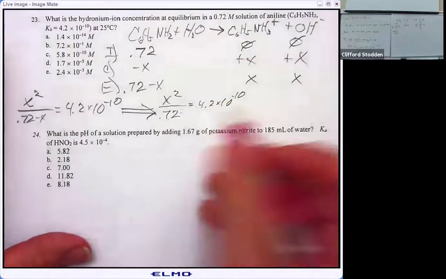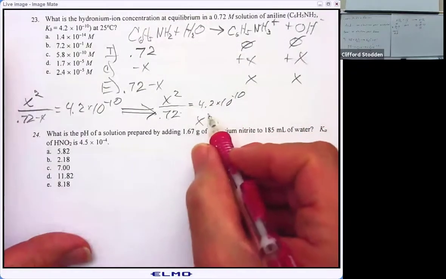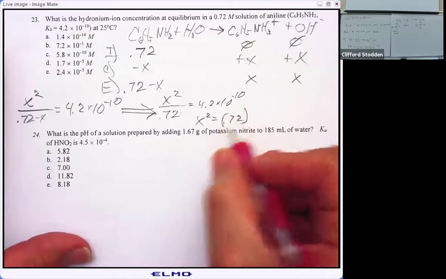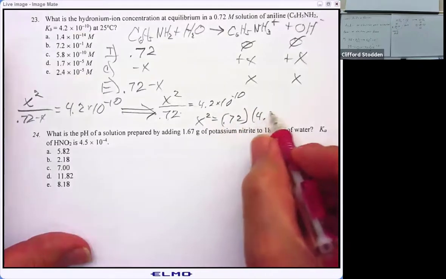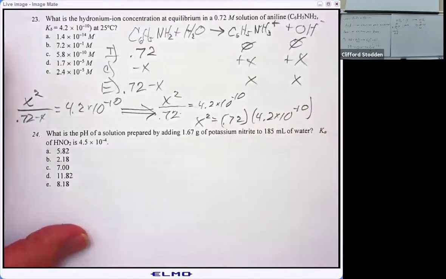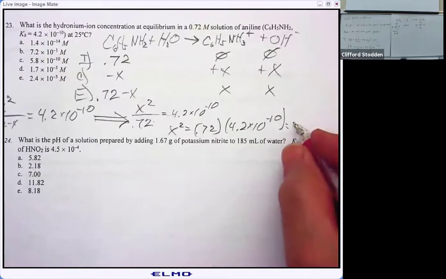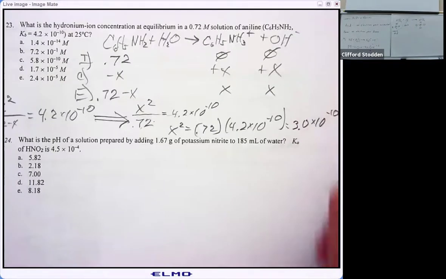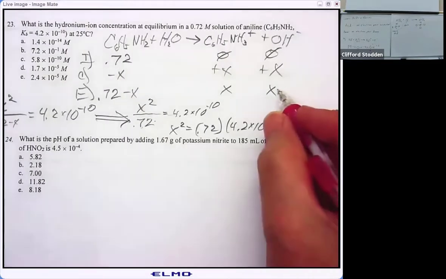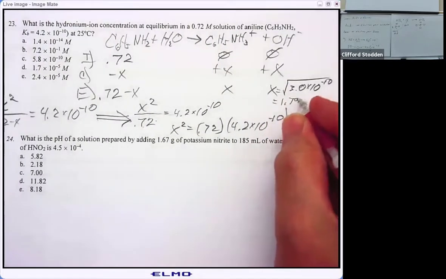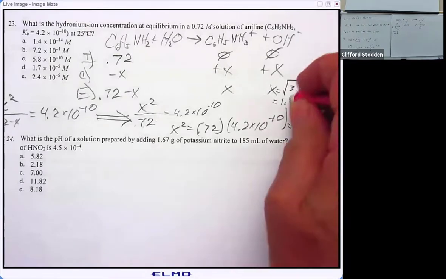Solve for x, so you multiply here. So x squared is 0.72 times 2 times 10 to the minus 10. And then that means that x is going to be the square root of that: 1.2 times 10 to the minus 5, or sorry, 1.74.